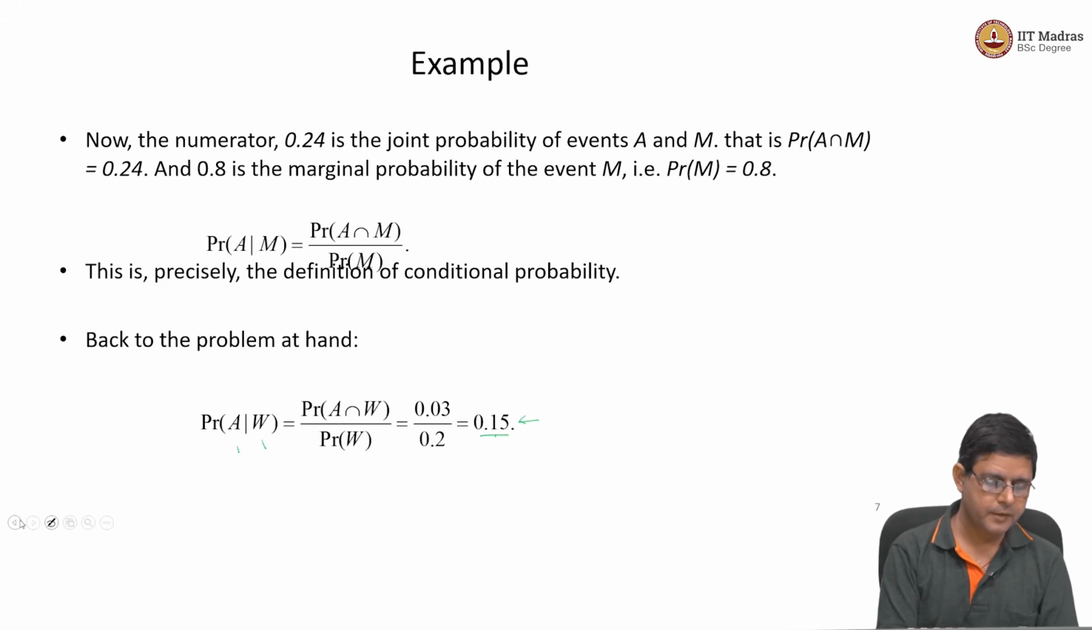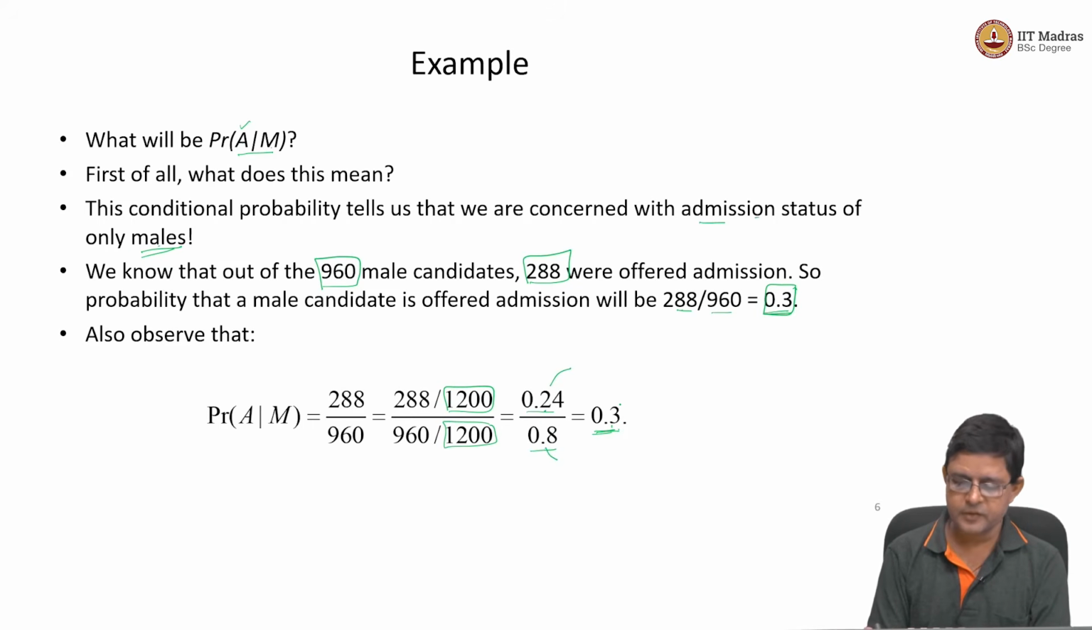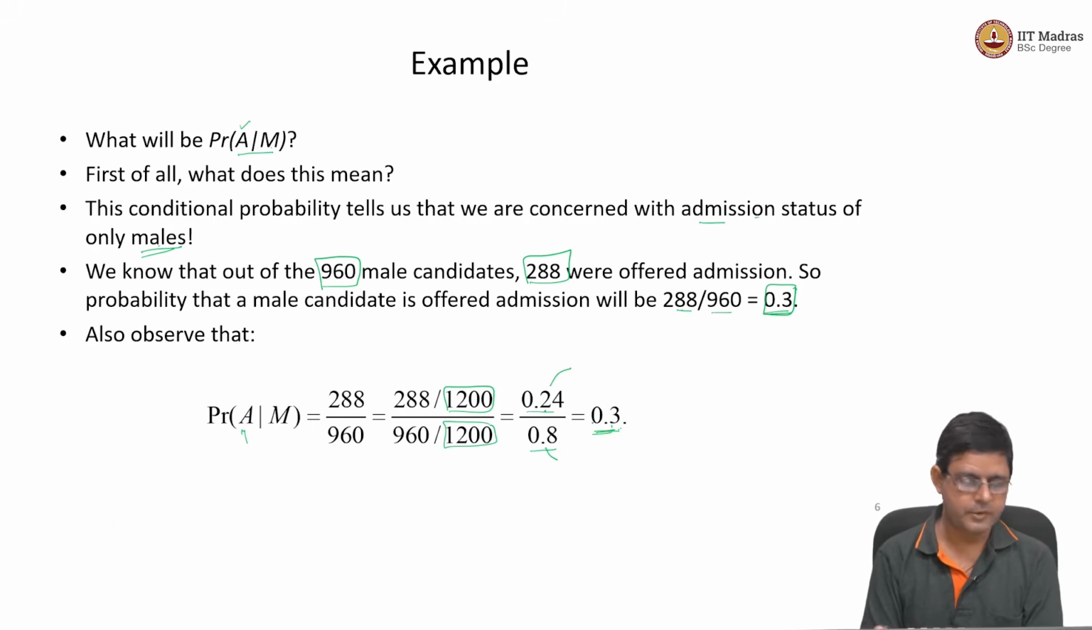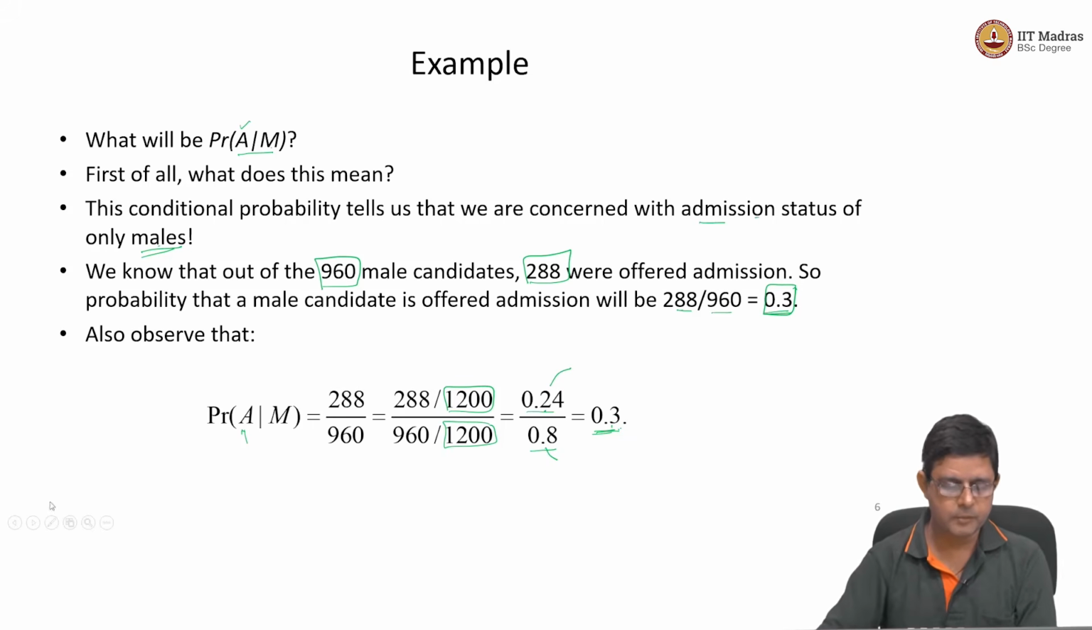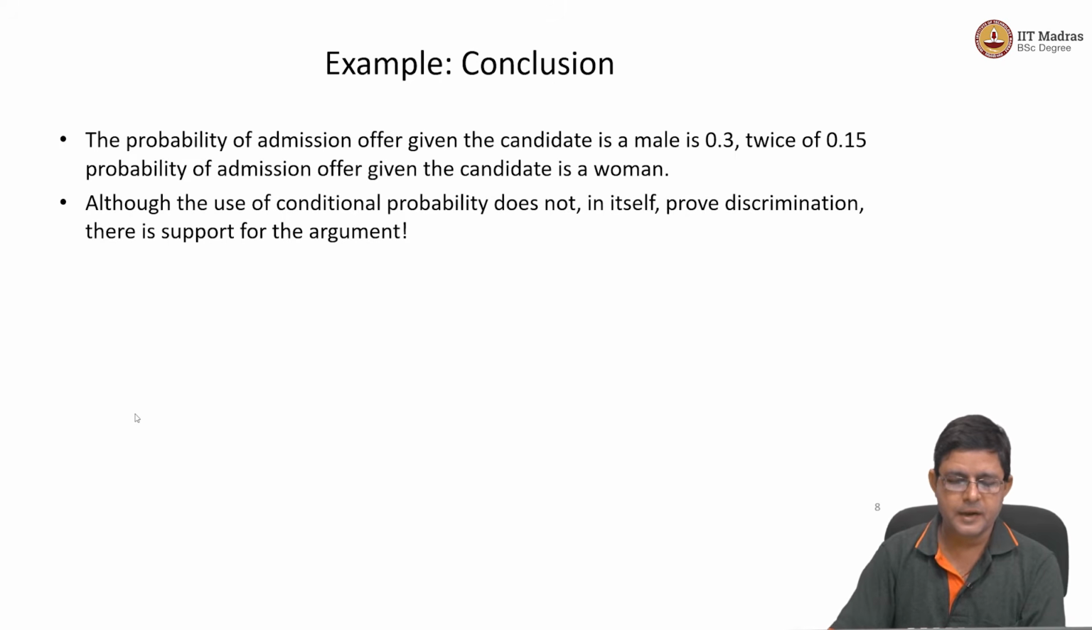However, what is this probability, the earlier 0.3? This is the probability that an admission offer will be made given the fact that the candidate is a male candidate. That probability is 30%. So what do you conclude? You say that the probability of admission offer given that the candidate is male is 0.3, which is twice of 0.15, which is the probability of admission given the fact that the candidate is a woman candidate, right.